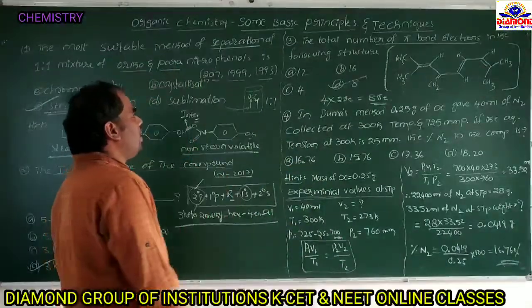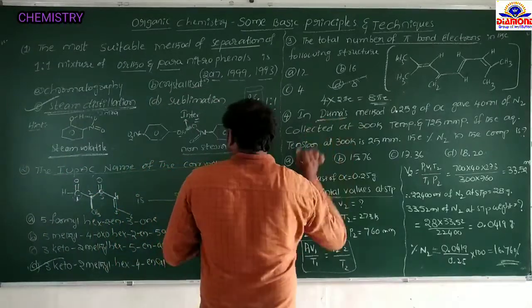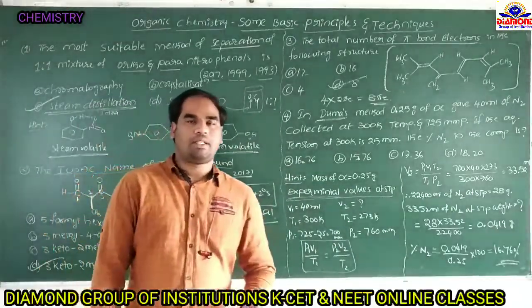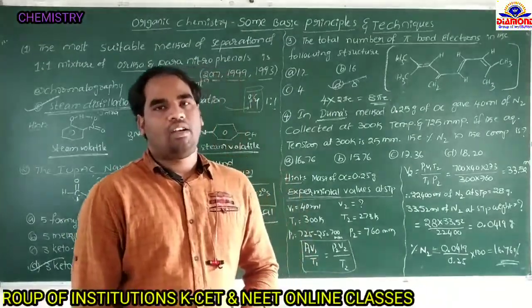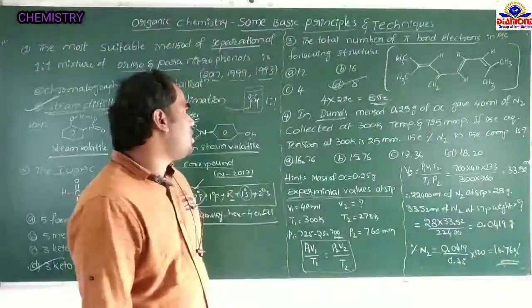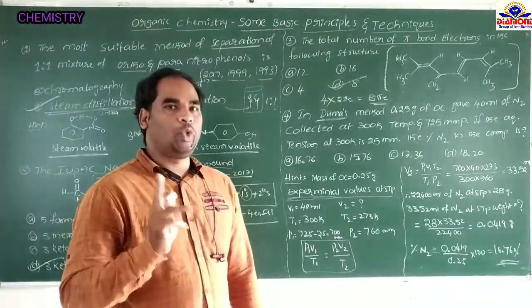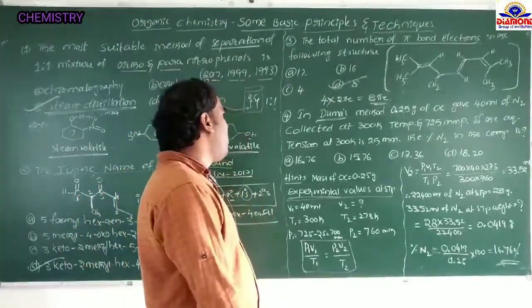Next, a very important fourth question, Dumas method. Dumas method and Kjeldahl's method, those two methods are used to find out the percentage of nitrogen. Therefore, you had better concentrate on Dumas method and Kjeldahl's method, their equations and problems. That is important.